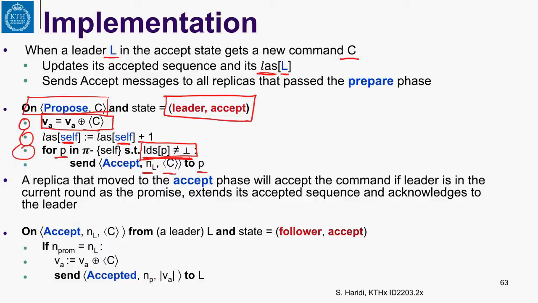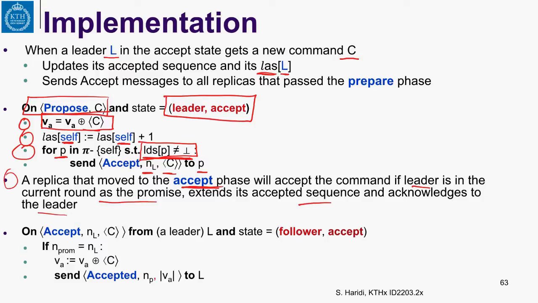A replica that moves to that accept phase will accept the command from the leader if the leader is the current leader with the current round. This is what we call the promise. And it will just extend its sequence and acknowledge the leader.